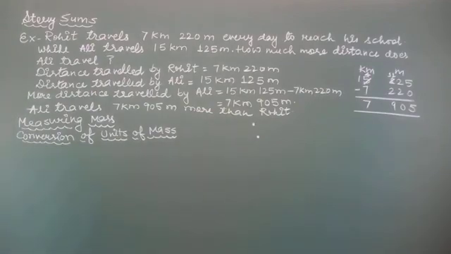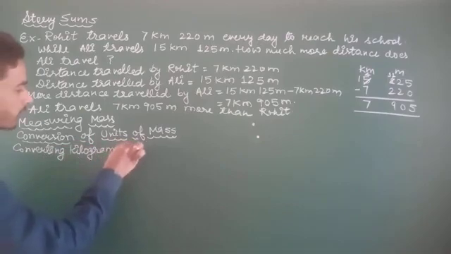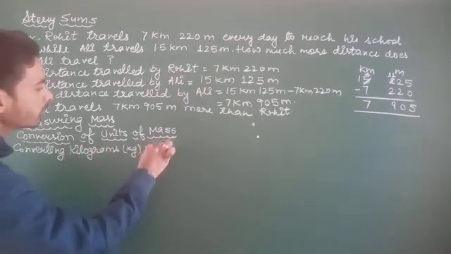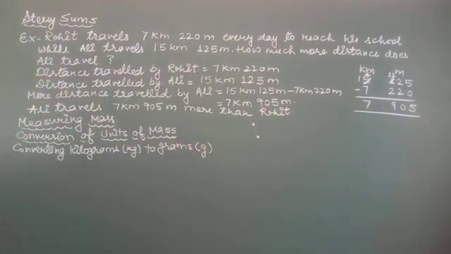So the first topic is converting kilograms to grams. Converting kilograms to grams, and 1 kg is equal to 1000 gram.